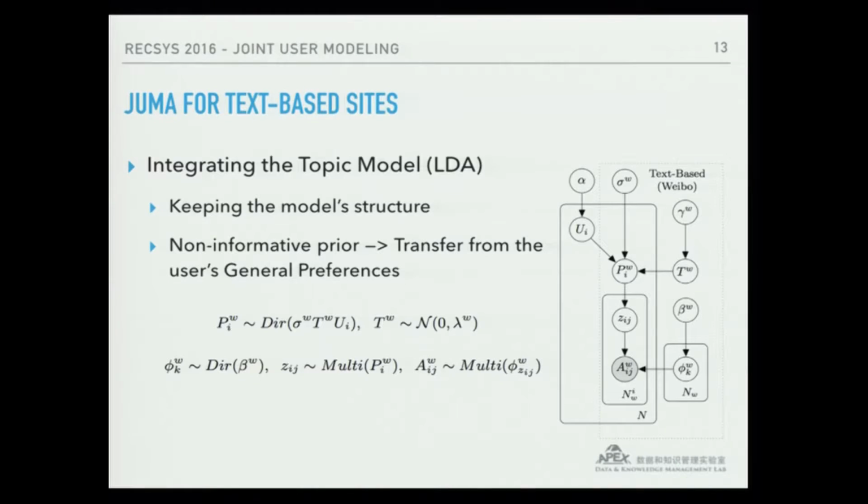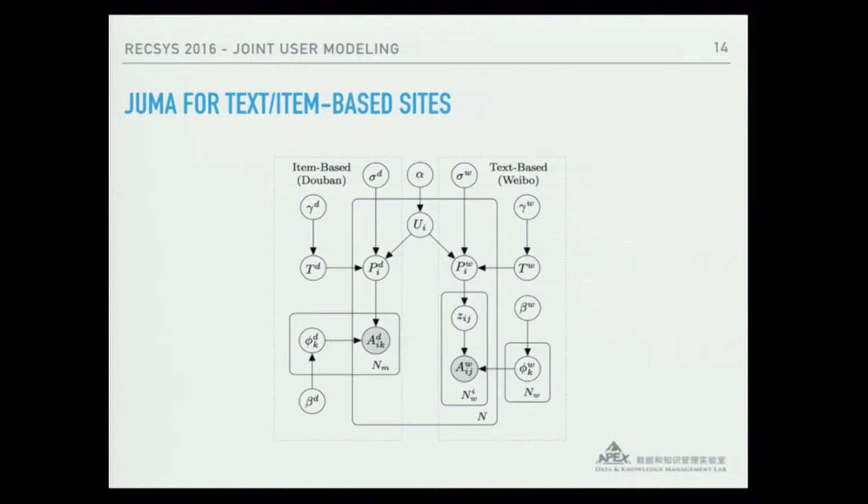And for the text-based site, we integrate with a topic model, specifically latent Dirichlet allocation. As the topic model itself is already a graphical model, the integration is very simple. The model structure can be directly plugged into our framework, JUMA. Similar to the matrix factorization we talked about, we can replace the non-informative prior with the prior transferred from the user's general preferences.